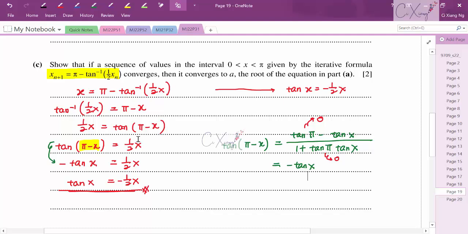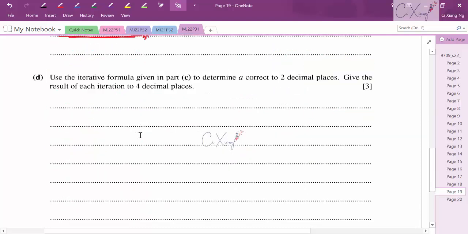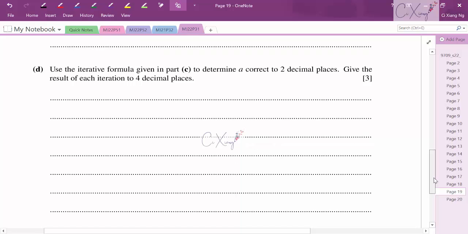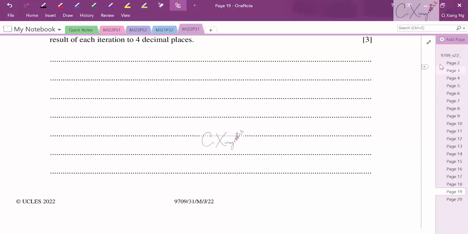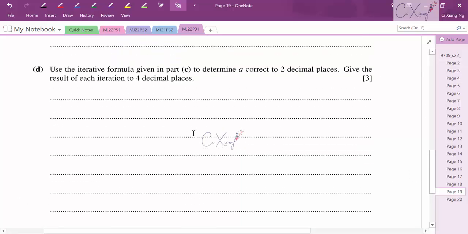Okay, then now we proceed to part number D. For part number D, they want us to use the iteration formula given to find the root correct to 2 decimal places, and our iteration should be in 4 decimal places. So we have to calculate the value. All right, so maybe let us start with x1 first.